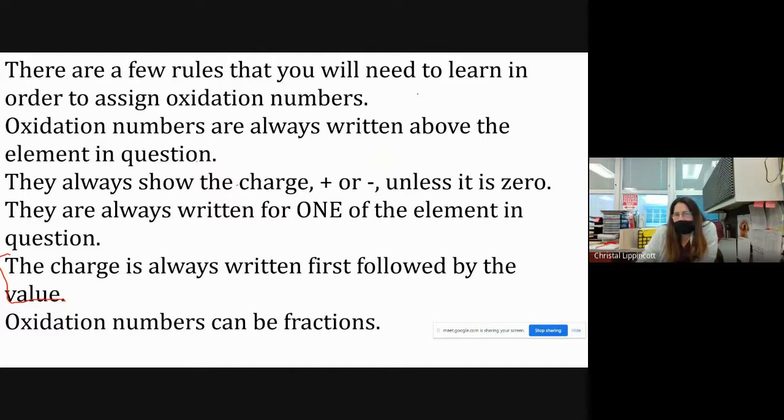But typically you'll see it like 3+ or 1-. They will not mark you down if you do +3 and -1, so don't get too worked up about that. You can have oxidation numbers as fractions, but that's pretty rare.